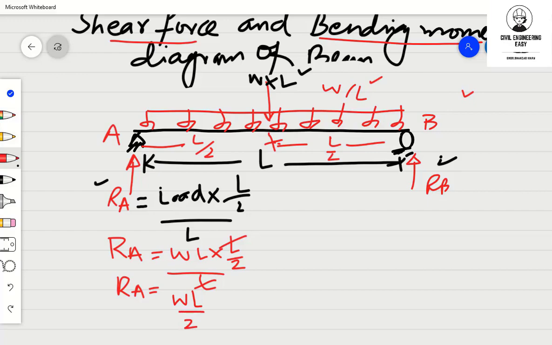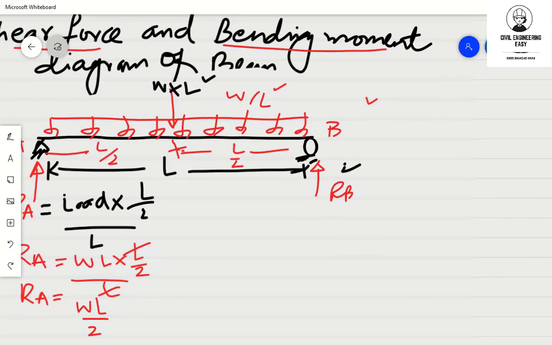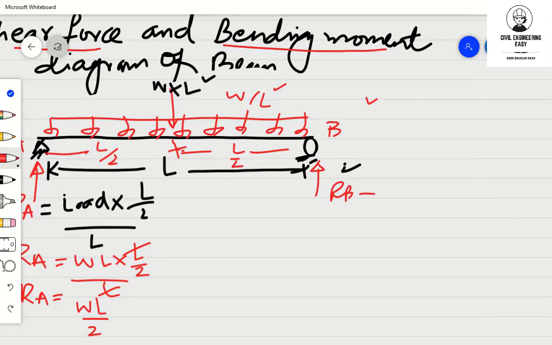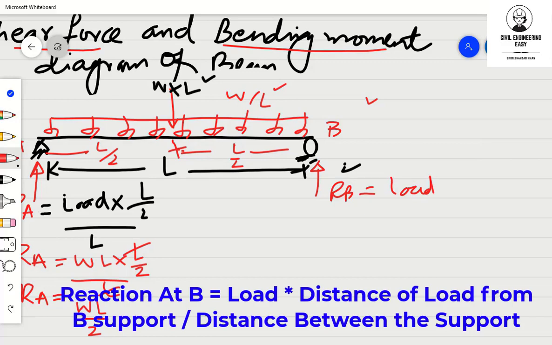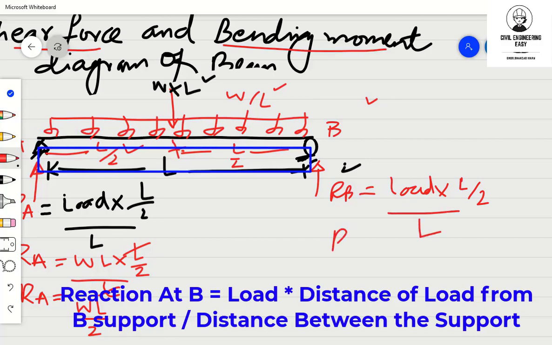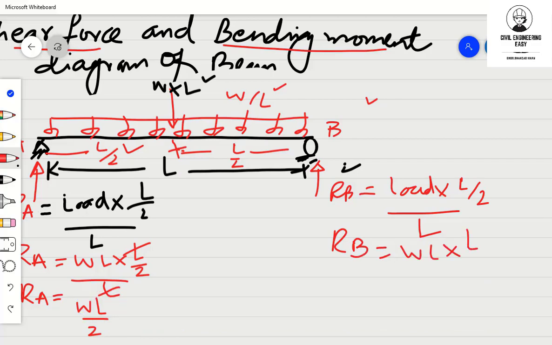Similarly, we need to calculate the reaction at B. How can you do that? Reaction B will be equal to the load multiplied by the distance of this load from the other support, that is L by 2, divided by the distance between the supports, that is L. So by putting the values, reaction at B will be equal to WL multiplied by L divided by 2, divided by L. L will be cancelled with L, so the reaction at B will be equal to WL divided by 2. Until now, we have calculated the reaction A and reaction B.